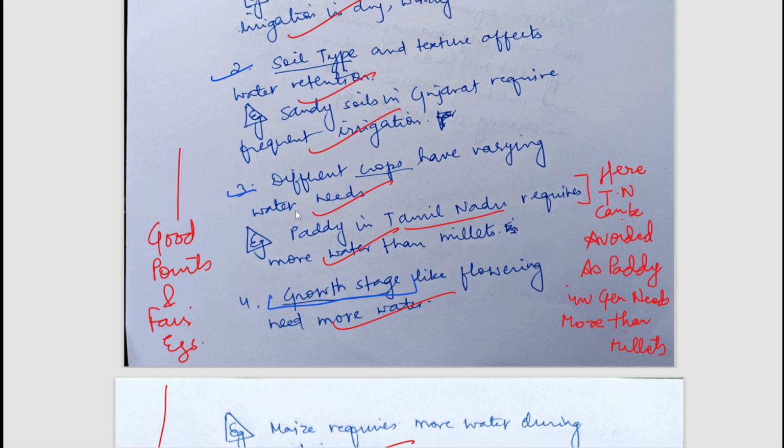And you can see in the third point there is an example mentioned by the student that paddy in Tamil Nadu requires more water than millets. I think here Tamil Nadu could be skipped. It is not a state specific thing. Paddy anywhere requires more water than millets. Whenever we are adding some specific points regarding Tamil Nadu, then we can add Tamil Nadu. But paddy everywhere will, most of the time, require more water than millets. So instead of writing Tamil Nadu, we can simply write this example. Because it is not a specific point, it is a broader point, a broader example. So keep these small things in mind. It could be helpful.